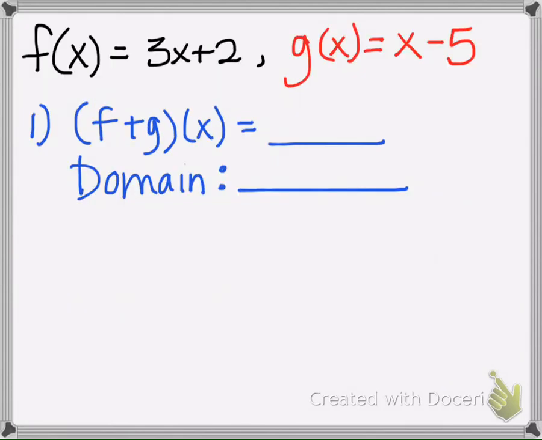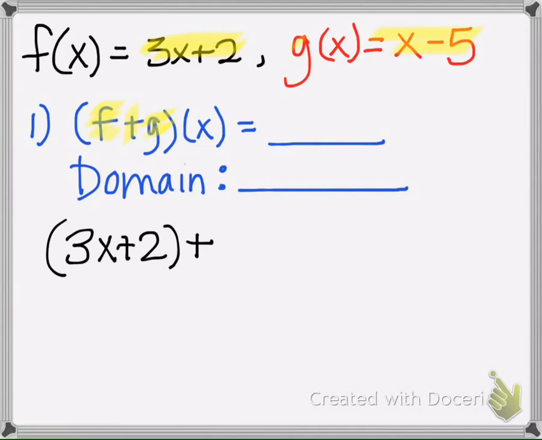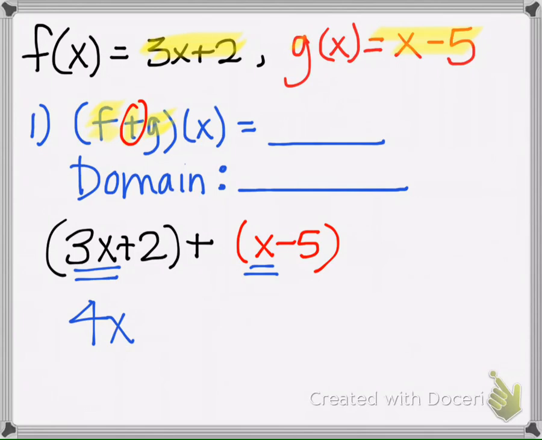In this problem, we are asked to take function f and combine it, so add it to function g. So function f is 3x plus 2, and we're going to add it to function g. So we are not foiling this. It says to add here, so that means we're just going to combine the like terms. So 3x plus x is 4x, and positive 2 and negative 5 make negative 3. So we get 4x minus 3.